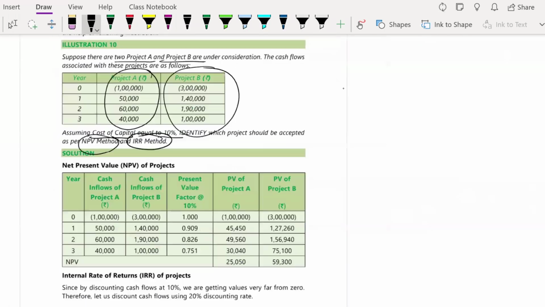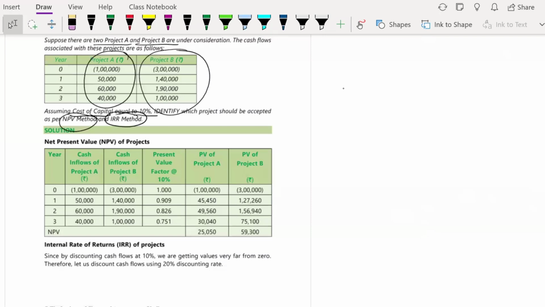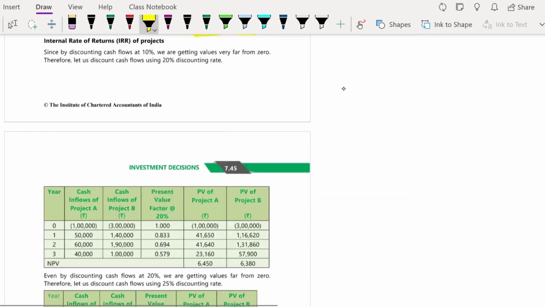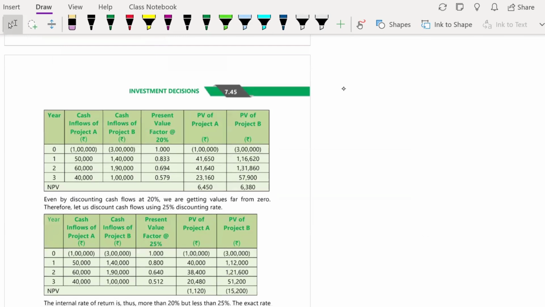I hope by now everybody knows this. NPV, how will you find out? You will take the cash inflows of project A, you will take the discounting factors at 10% and find out the present value. The same, you will take the cash inflows of project B, multiply it with the discounting factors and find out the present value of project B. Then you will do cash inflows minus cash outflows, and you will get your NPV in both the cases. I'm not explaining this again. IRR, how will you do? You have to take project A separately, project B separately, and find out.